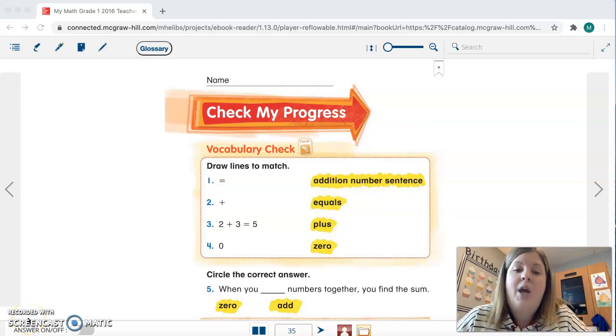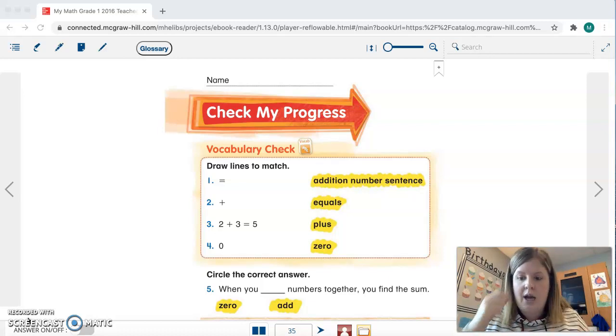Okay, so this is a short quiz that I want you guys to do on your own today, okay? So I will read the question to you, but you are filling it out, okay? So it says check my progress, okay? So the first part in the square we will do together, okay?